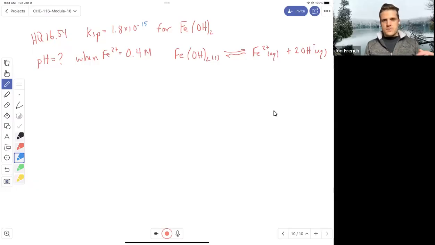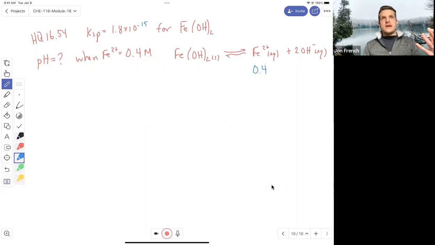So for question 54, we're told that we've got this iron(II) hydroxide in solution, and we're asked to find the pH of this solution when I have 0.4 molar Fe2+ already in solution. They tell us that the Ksp for iron(II) hydroxide is 1.8 times 10 to the minus 15. So the first thing we want to do is set up our reaction, right? Iron(II) hydroxide is going to go into solution to give us Fe2+ and 2 hydroxide. And they tell us that we already have a concentration of 0.4 molar Fe2+. We want to find the pH.